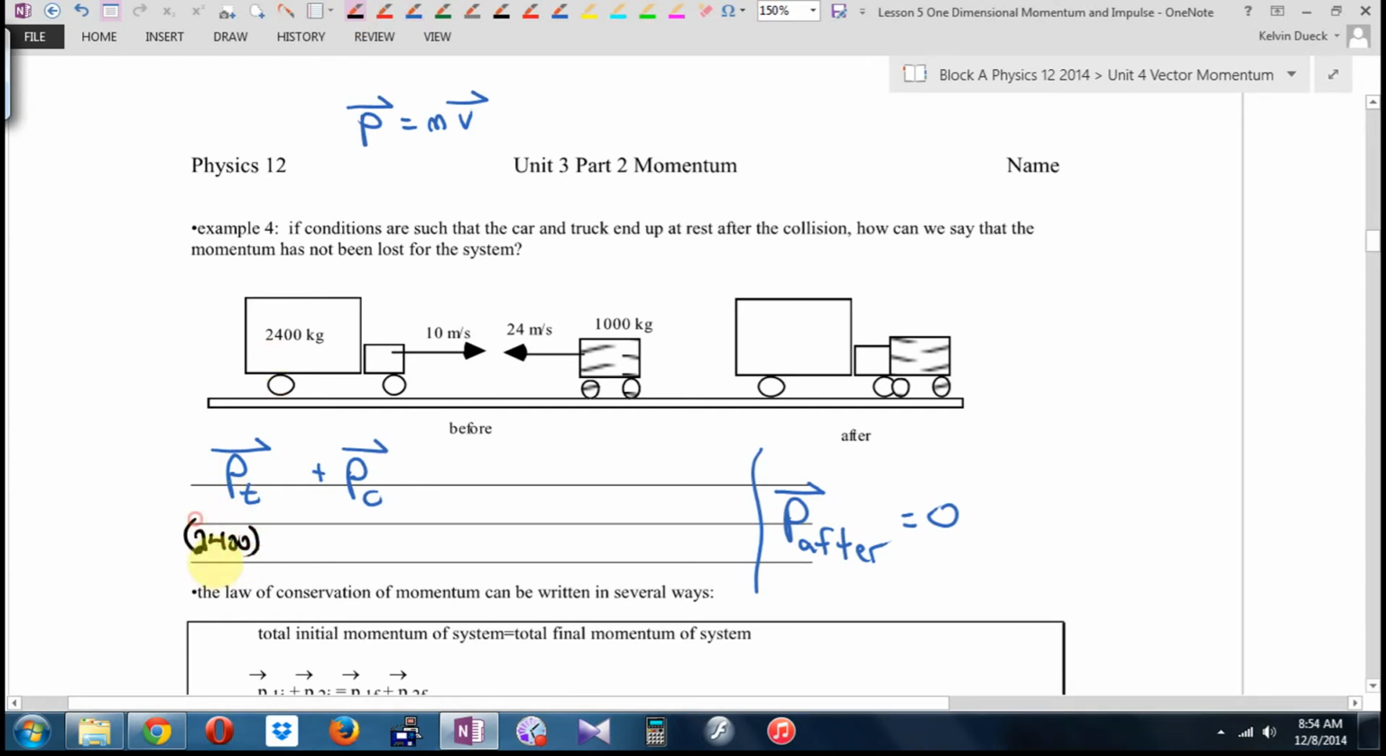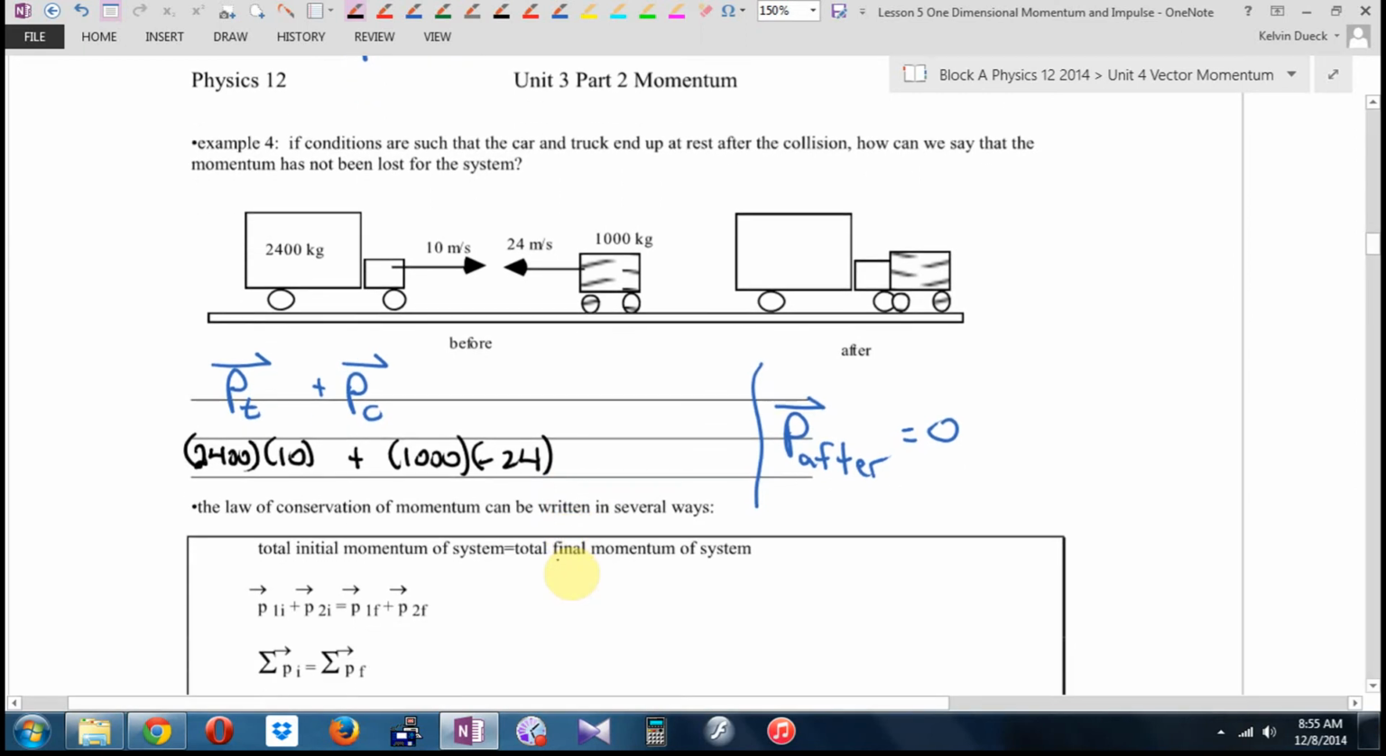Okay, so what's the mass of the truck? 2,400. What's the velocity of the truck? 10 plus. What's the mass of the car? 1,000. What's the velocity of the car? 24 is wrong. Negative. We have to take direction into account now. And you get 24,000 to the right plus 24,000 to the left, or negative 24,000. And you do get a final momentum and an initial momentum of 0, of zip, of zilch, of nada. So this is possible.